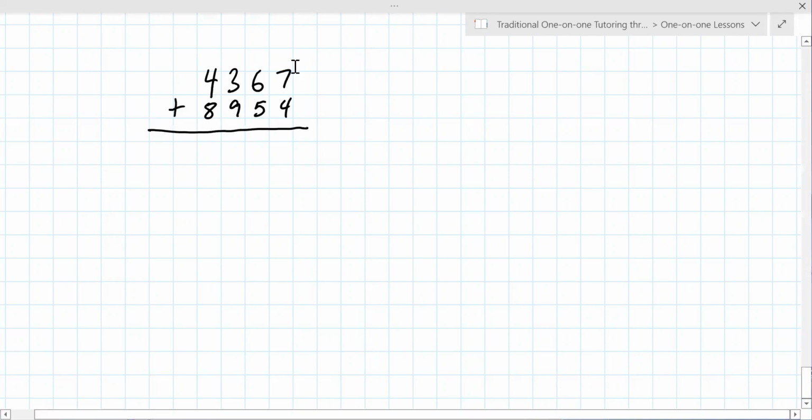Okay, so we're going to focus on 7 plus 4. What is 7 plus 4? 11. 11. So you write the ones place, 1, and then a carry of 1 up here. Okay, so now it's 1 plus 6 plus 5. Those three numbers, 1, 6, and 5. 12. It's 12. So you put a 2 with a carry of 1.